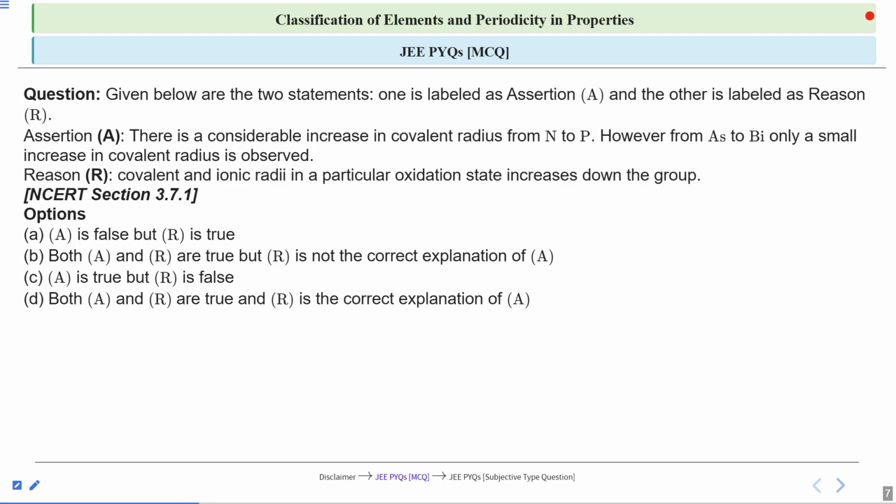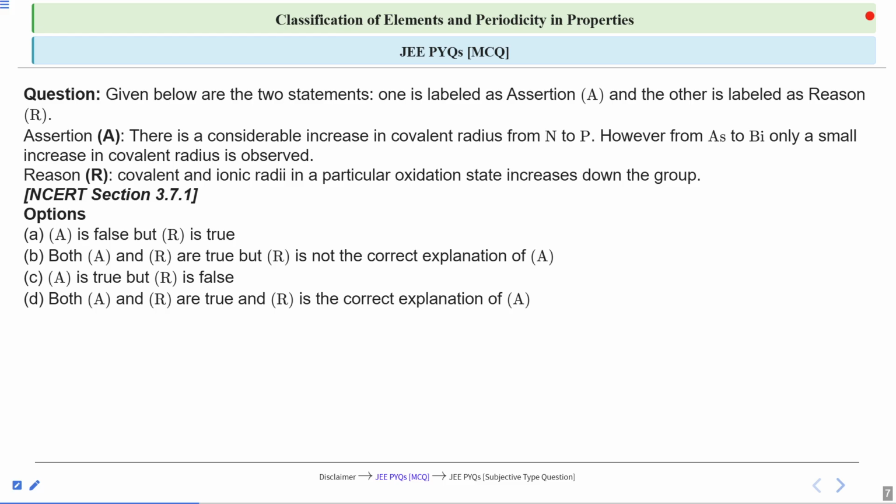Coming on to the next question. Again, it's an MCQ type, but a specific MCQ, which is assertion reason. You have to look at these two statements and predict whether they are right or wrong, and then tell whether the reason given as R correctly explains the assertion or not. Four options are there.